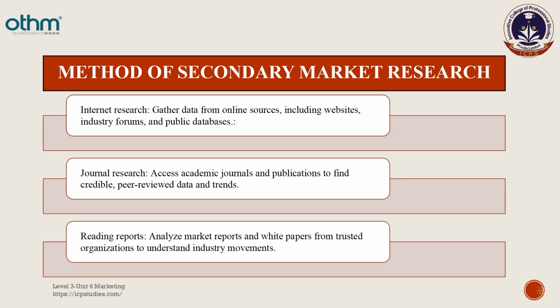Now I will explain these methods one by one. The first one is internet research. Internet research is all about gathering data from different online sources, for example, from websites, from industry forums, and also from public databases. Then we have journal research. Journal research is basically accessing academic journals and publications, which can help you find credible or peer-reviewed data and trends. Then we have reading reports. It is basically to evaluate market reports and white papers from any trusted organization to understand industry movements.